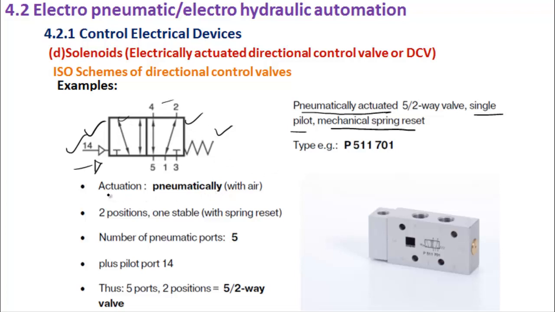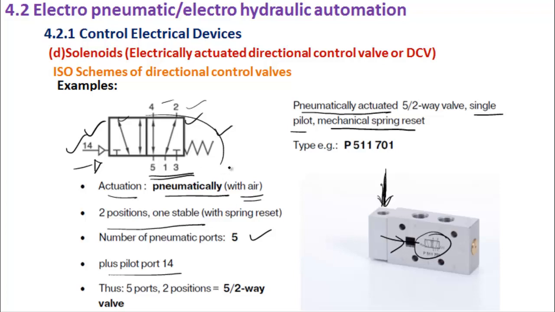And how do we actuate it? How do we move the spool? We move the spool pneumatically, that means with air. Then 2 positions, one is stable, which is this one, the normal position. How many ports are there? 5 ports, plus there is this pilot port, which is number 14. Here is where you will give the pressurized air to move the spool inside. See, this diagram is the one that is drawn here. So whenever you look at a DCV, you will always look at the schematic to understand how the DCV works.